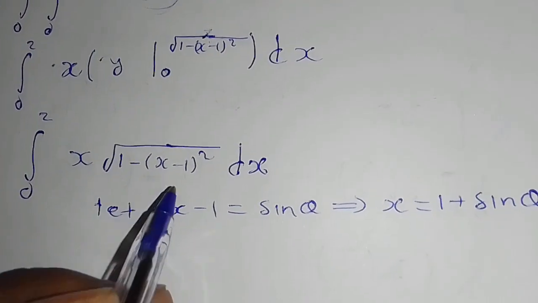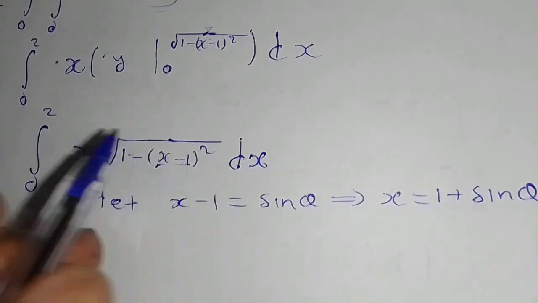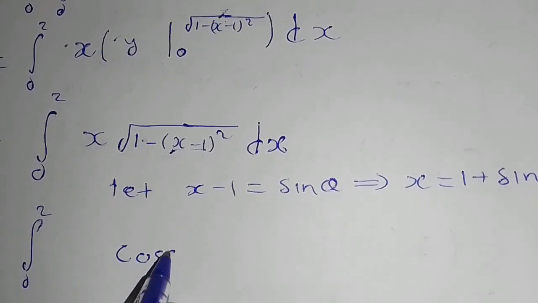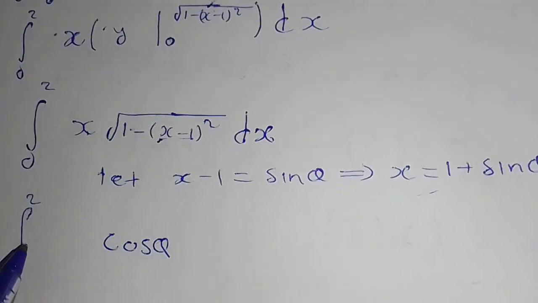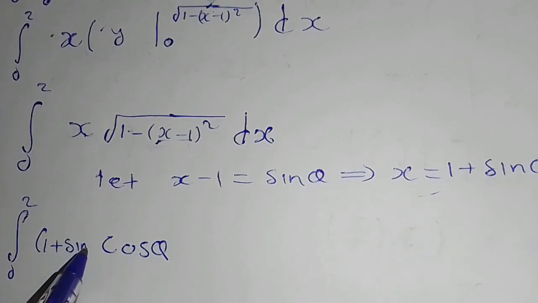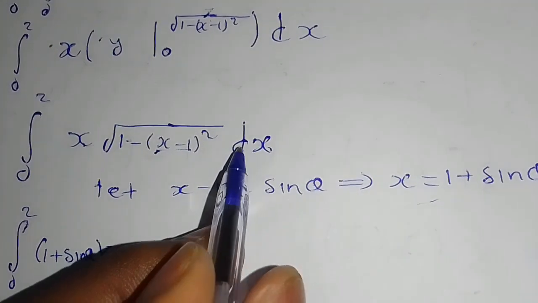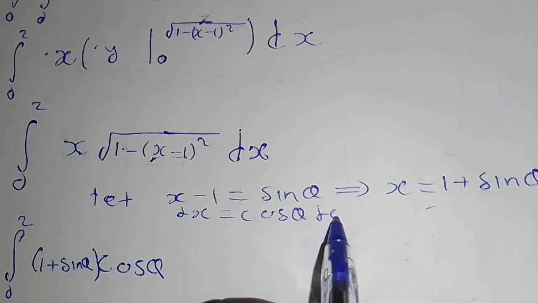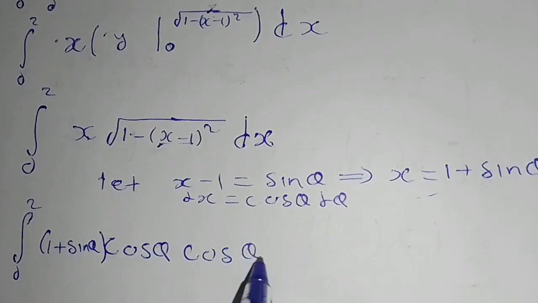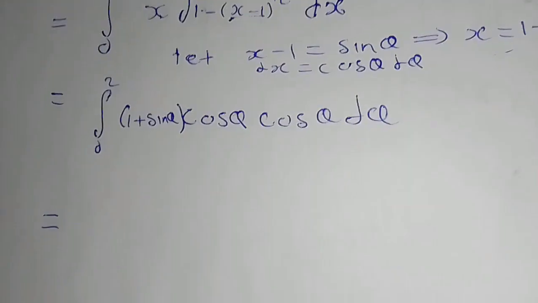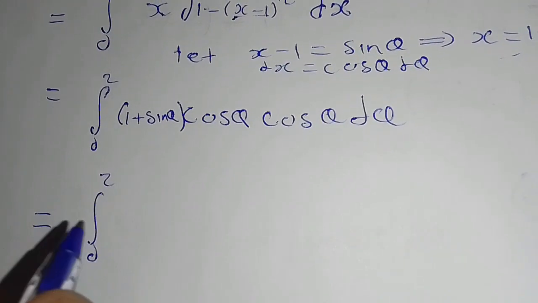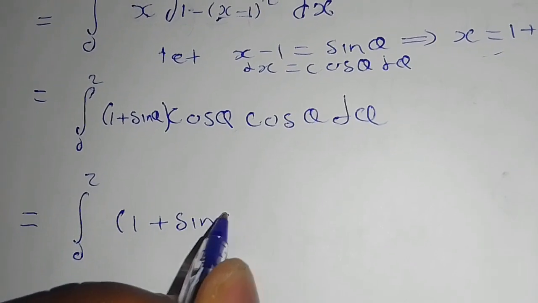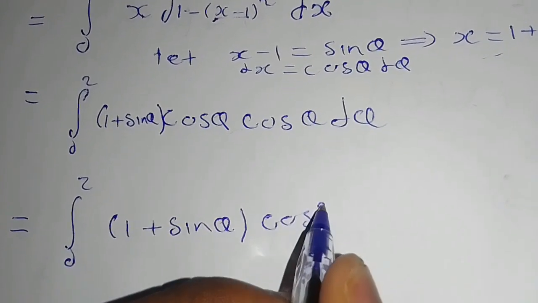So if you do that substitution, here you're going to end up with sine square, and 1 minus sine square is going to be cos square, and the square root of cos square is just going to be cos. Then you end up having cos theta, and x will basically be 1 plus sine theta, times cos theta, and then dx will just be cos theta d theta. So basically you end up with something like this. Then from there you have the integral from 0 to 2 of (1 plus sine theta) multiplied by cos square theta d theta.